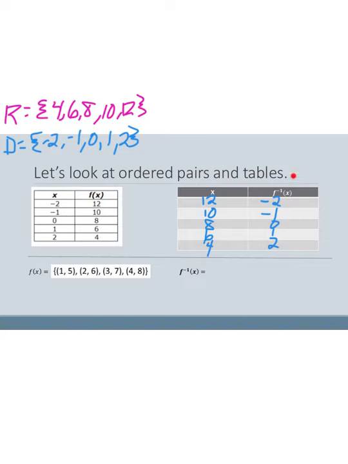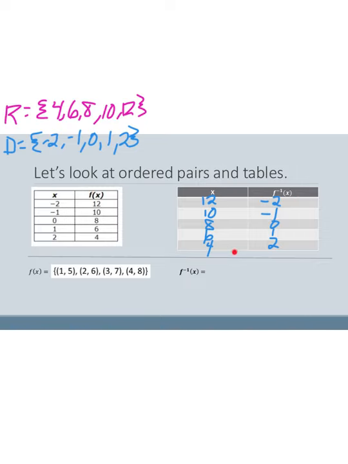So if I want to determine if this inverse is a function, I can do one of two things. If I physically take this table of values and rewrite it so that I switch the x and y's, then I can just look at the x's and say, do any of the x's repeat? No x's repeat. Therefore, f inverse of x is a function because x values don't repeat.